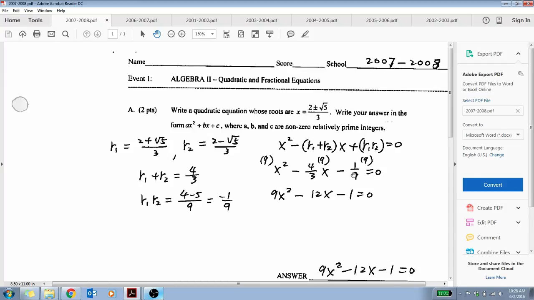Okay? And make sure you have it in the correct format. So I need to get rid of all the fractions. To get rid of the fractions, I want to multiply everything by the least common denominator. So your least common denominator would be 9. So multiply everything by 9. So I get 9x squared, then minus 12x, then minus 1 equals 0. And that is your final answer.